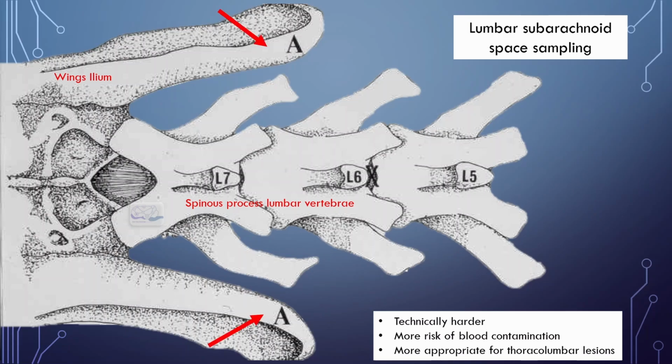For the lumbar sample, I put my fingers on the wings of the ilium. Then I know that L7 is kind of directly across from that and a little bit behind. And then L6 is just in front of L7. Obviously, the spinous process in front of L7. And then that gives me my sampling site.